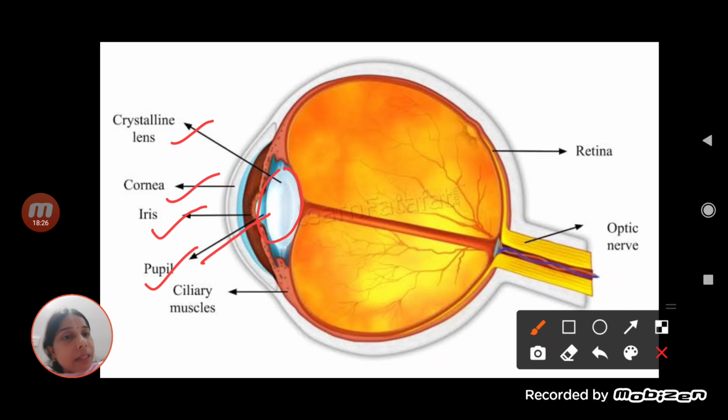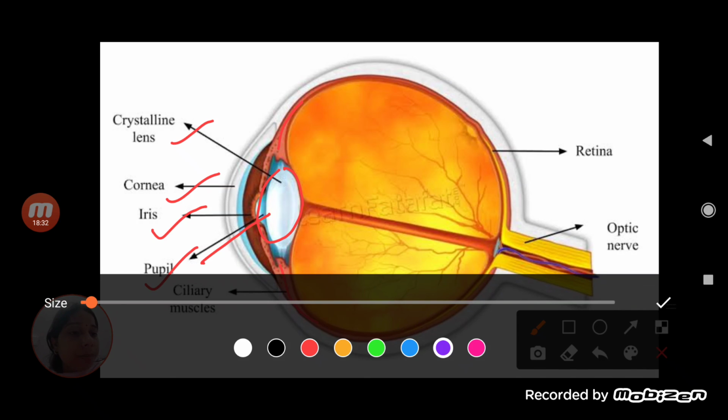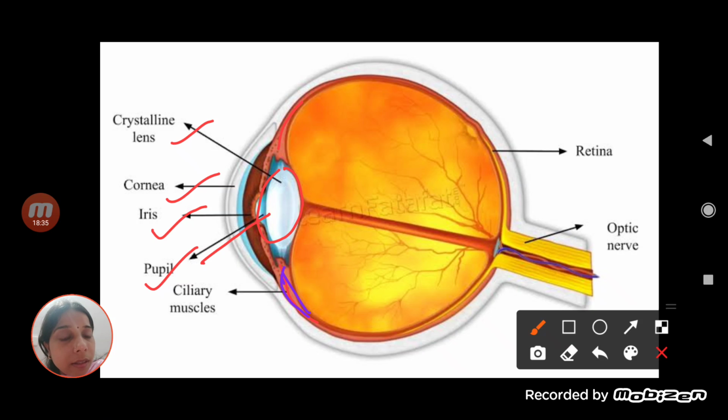Now near the crystalline lens, you can see here, this and this one. What is this, students? This is something which is attached to the lens. Actually, this is nothing but the ciliary muscles. Okay, this is a ciliary muscle. What is the role of a ciliary muscle? As you can see here, it is present beside the eye lens. So its role is to hold the eye lens at its place, as well as to help in changing the thickness of the eye lens to focus the light rays.